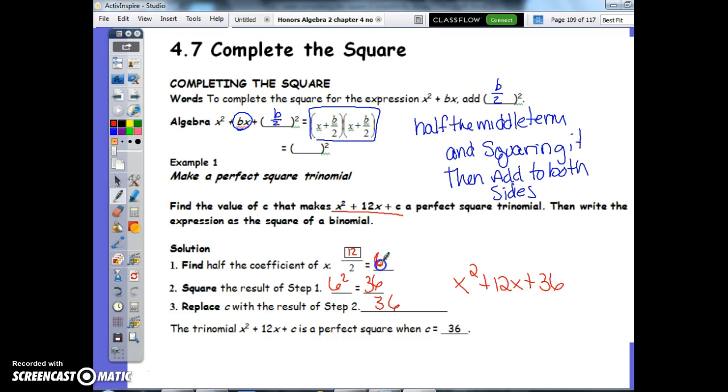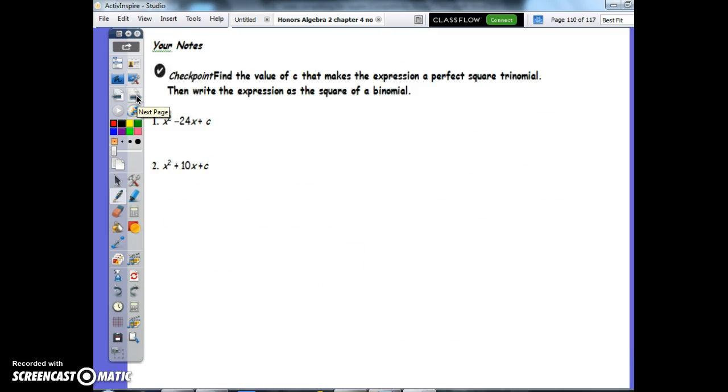Now look, you have this 6 right here. If we factored it, this is going to be x plus 6 times x plus 6. Your factor. You're going to need that in a little bit. Go to the next page. We just want to find c.